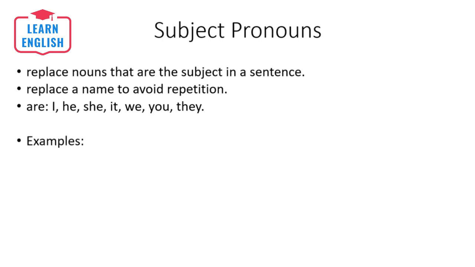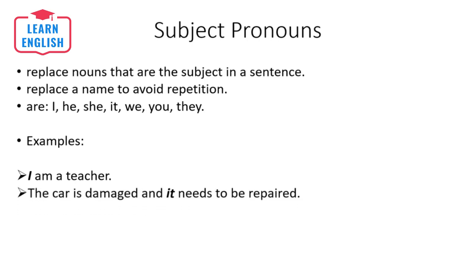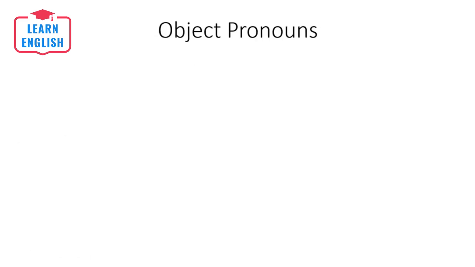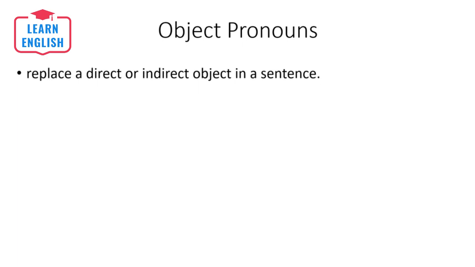Look at some examples. I am a teacher. The car is damaged and it needs to be repaired. We are hungry. You drank my beer. Object pronouns replace a direct or indirect object in a sentence or clause. The object pronouns are me, him, her, it, us, you, them.